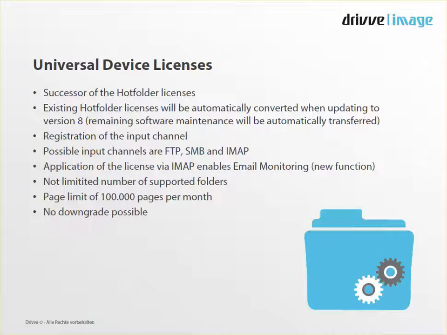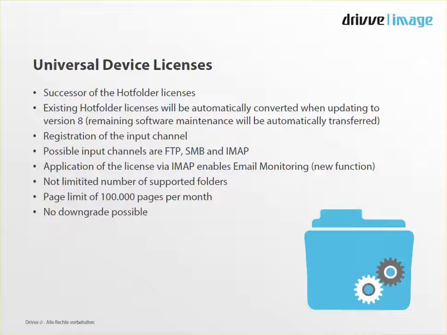Instead, there will be two new types of licenses: universal device licenses and what I will present you after this, the server processing licenses. The universal device licenses are really there for what the hot folder licenses were there for before. So again, you connect one device where we don't have an embedded edition for, with one license. And then you can use all modules and do whatever you did with the hot folder licensing, okay?